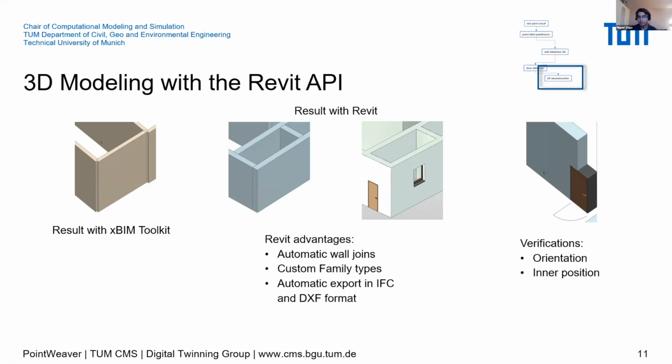Additionally, we could also perform some verification in the Revit API regarding the orientation of, for example, the doors and windows that we want to insert. That is, they have the same orientation as the hosting wall, and the center point of the element is inside of the wall. So, for example, in this case, this door is not created because it's outside of the wall.